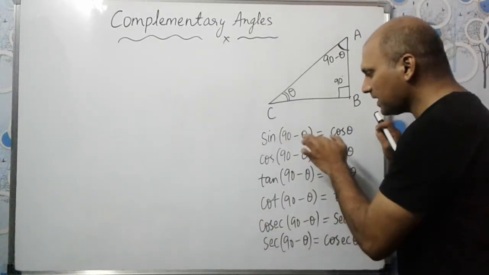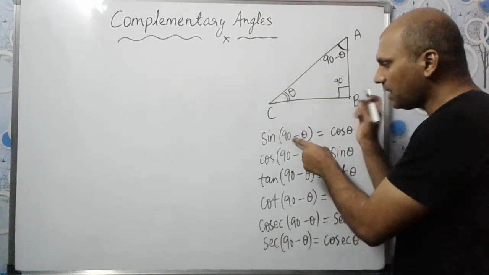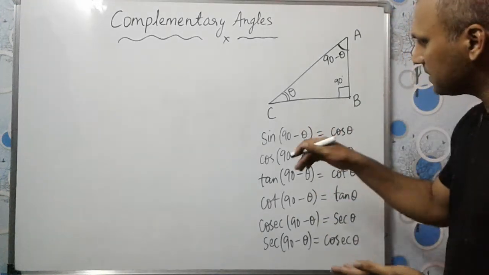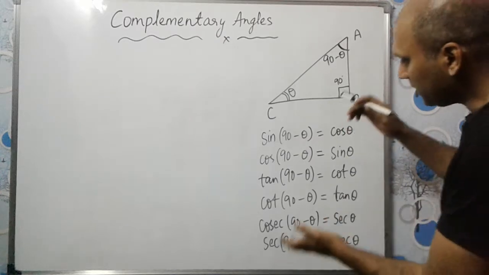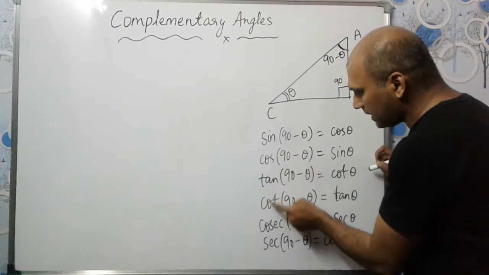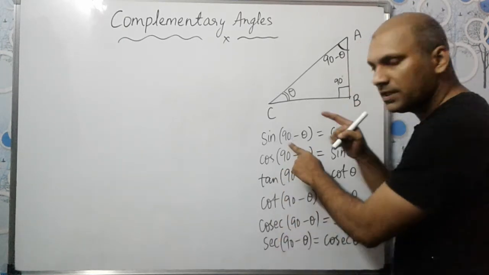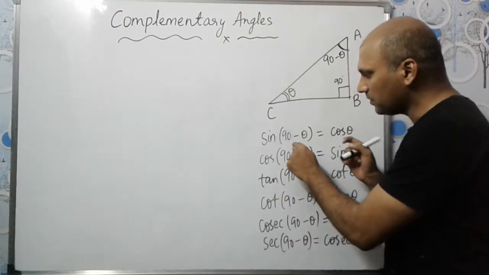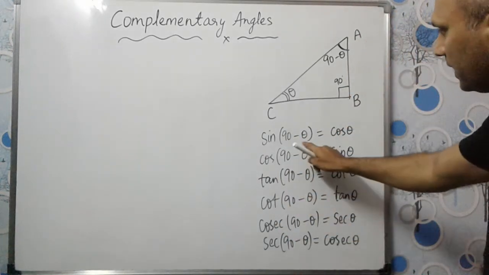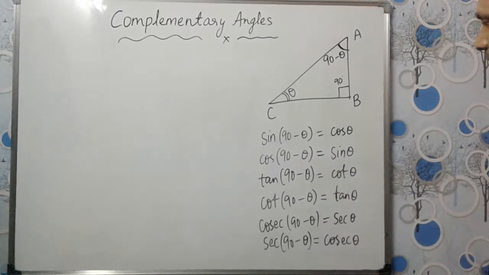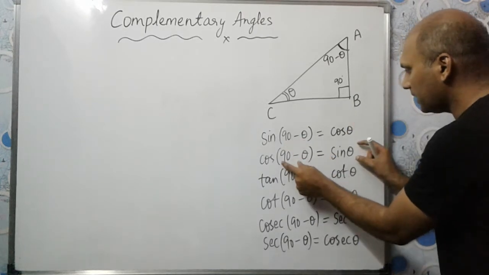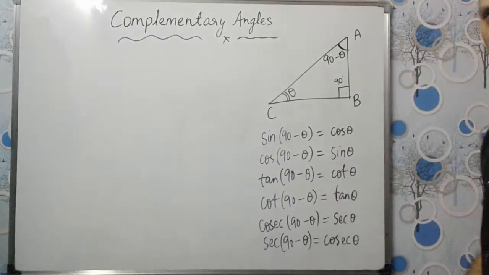We also have 90 plus theta, 180 minus theta, 180 plus theta, 270 plus theta, 270 minus theta, 360 plus theta, 360 minus theta. But in your 10th standard syllabus you have only sine, cos, tan, cosecant, secant, cot of 90 minus theta. We don't even have plus here. 90 plus theta is not there, only 90 minus theta formulas are there. 90 minus theta and theta, these two are complementary angles, and these are the complementary angle formulas.